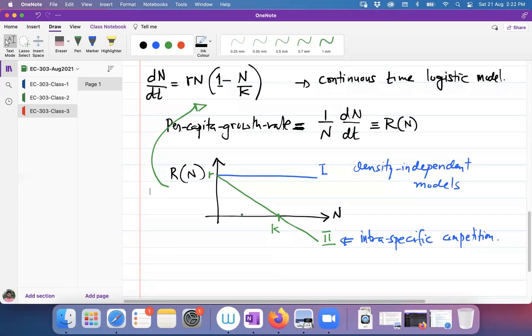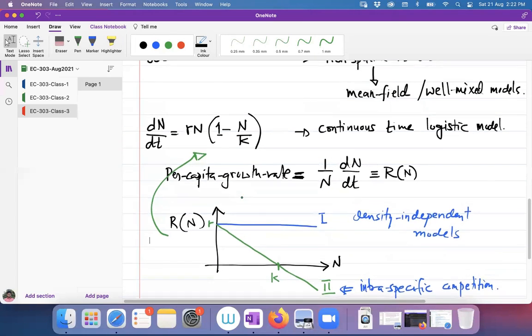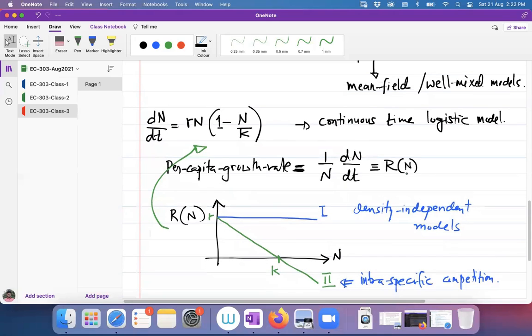Now here is my question. I said that these types of models are also called mean field or well mixed models. What is mean field about them, or what is well mixed about them? Let's stick to one of them. What is well mixed about them? Why do you say it's a well mixed model? You may have heard of this term. If you haven't heard of this term, it's fine. But I'm telling you that these types of models are also called well mixed models. Why do you think so?